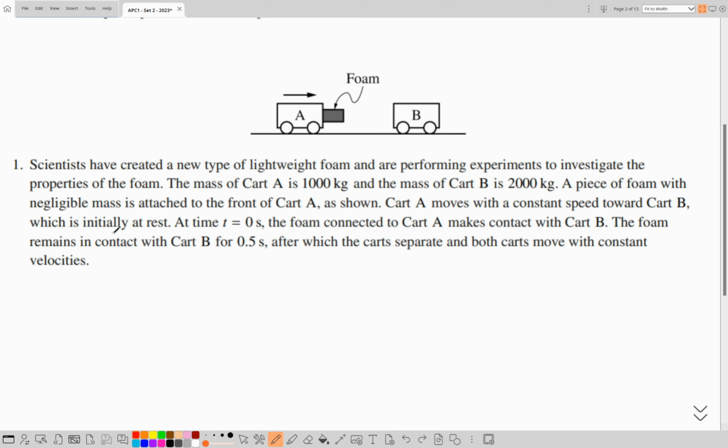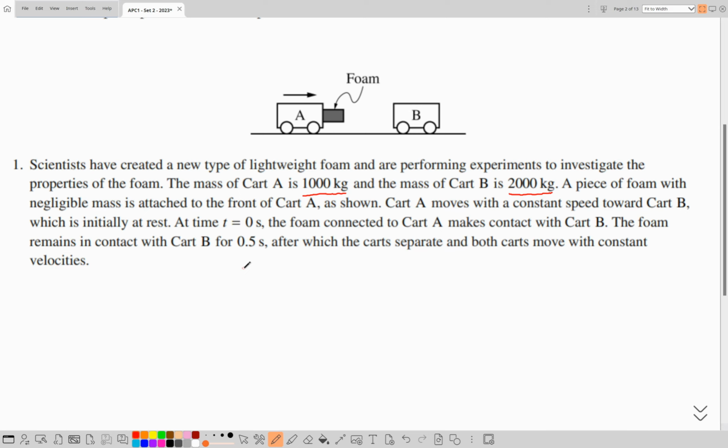Scientists have created a new type of lightweight foam and are performing experiments to investigate the properties of the foam. The mass of cart A is 1000 kg. Remember that the inertia of the object is important for us. And the mass of cart B is 2000 kg. A piece of foam with negligible mass is attached to the front of cart A as shown.